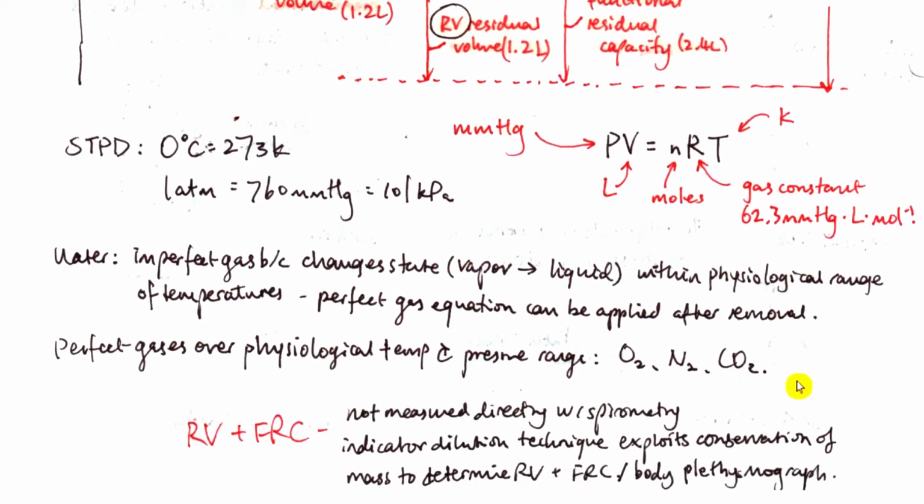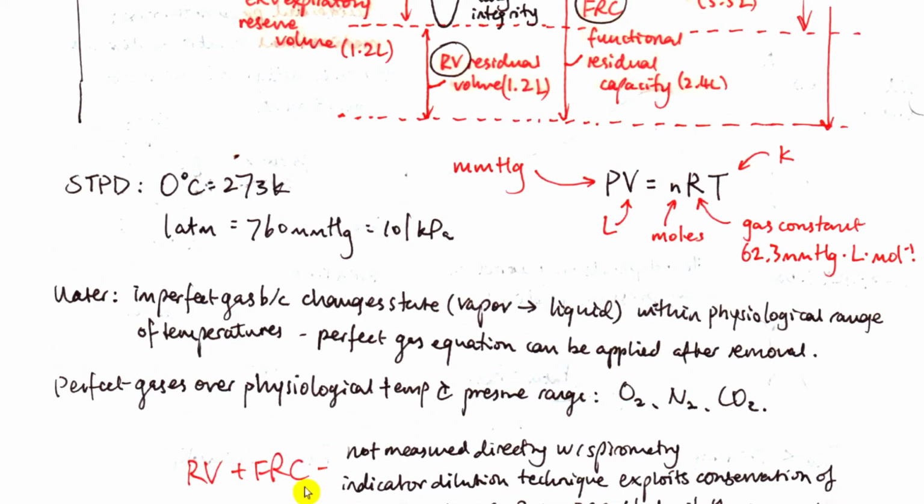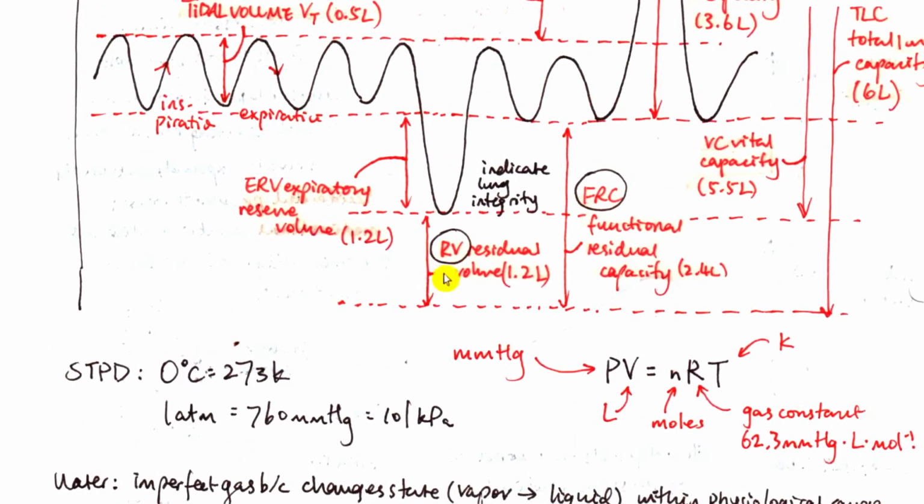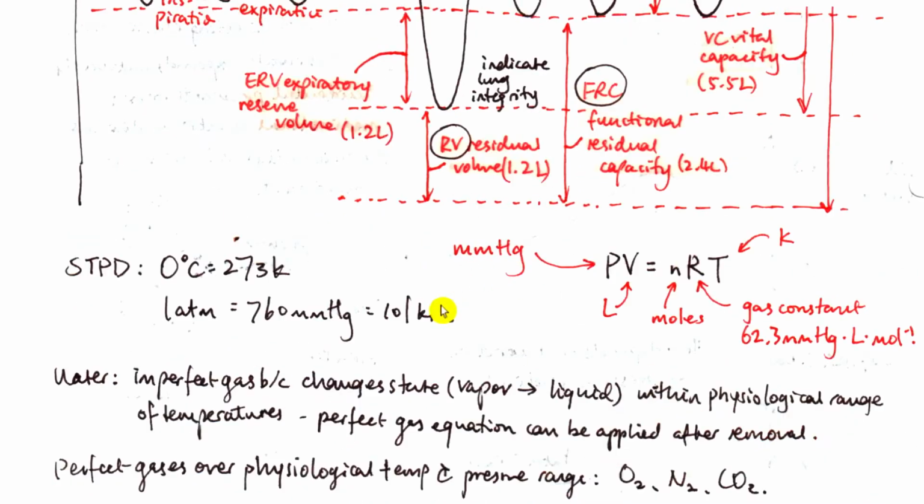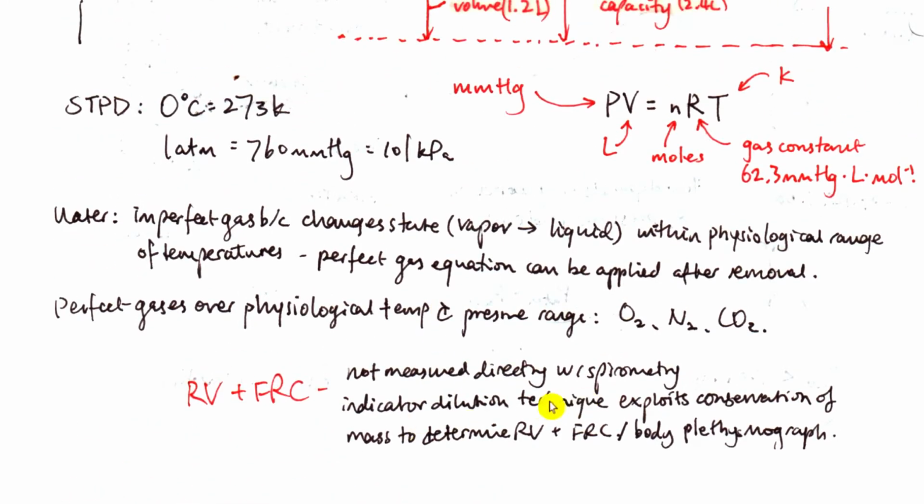Now you'll notice that the residual volume and the functional residual capacity, we can't actually get these from spirometer experiments because obviously you can't breathe down to emptying your lungs. So it's not measured directly with spirometry, but with this thing called an indicator dilution technique, which exploits the conservation of mass and determines the residual volume and the functional residual capacity with a body plethysmograph. So we don't really need to go into this in too much detail, but it's basically like displacing water.